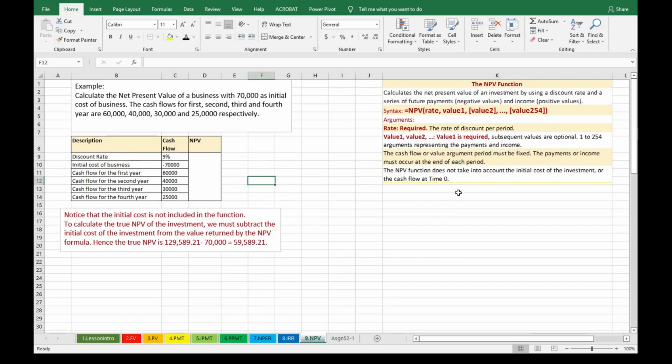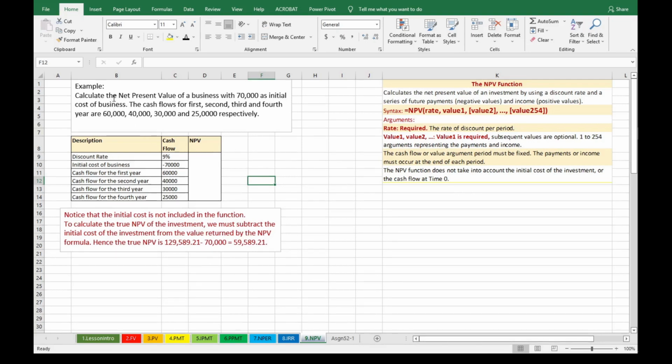Now the cash flow or value argument period must be fixed. The payments or income must occur at the end of each period. Another thing to notice is that the NPV function does not take into account the initial cost of investment or the cash flow at time 0. Let's see an example of this.